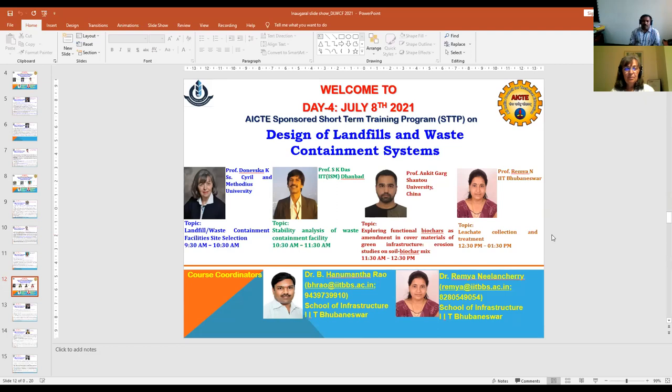Thereafter, Professor SK Das from IIT ISM Dhanbad will deliver an expert lecture on stability analysis of waste containment facility. Then Professor Ankit Garg from Central University China will speak on exploring functional biochars as amendment in cover materials of green infrastructure, erosion studies, and soil biochars. At the end, Professor Remya from IIT Bhubaneswar will talk about leachate collection and treatment systems. All the 4 lectures are very interesting and highly useful for the design of landfills and waste containment systems.